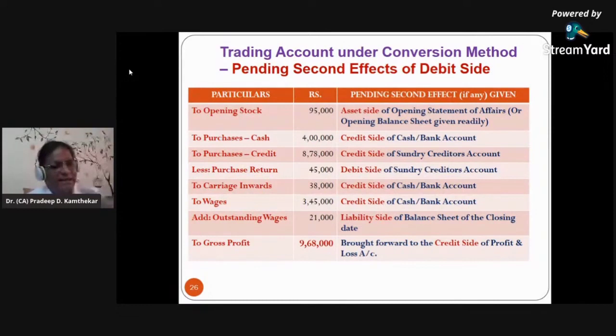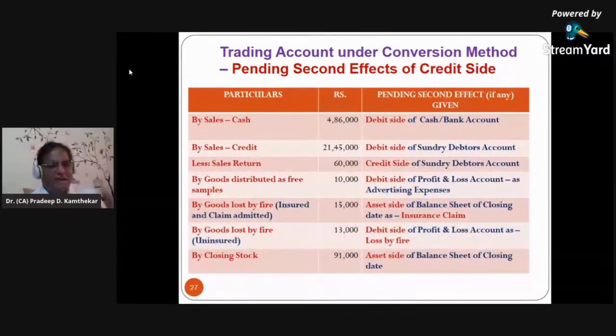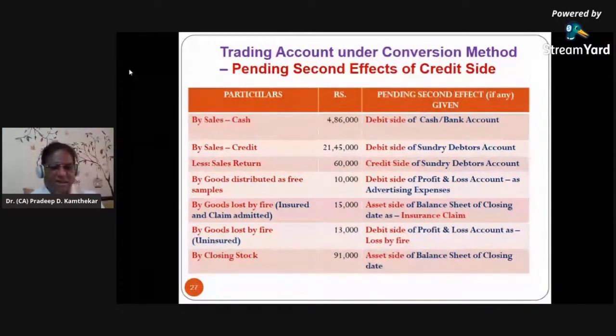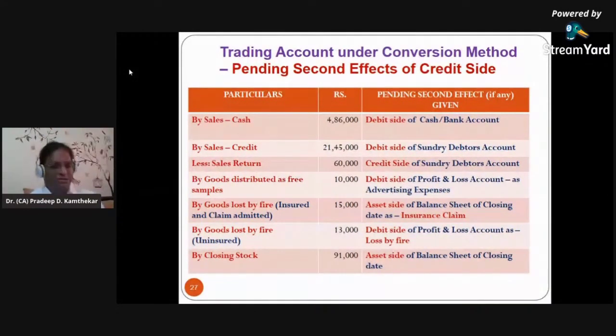Now let us see the credit side of trading account, for which again I have given you explanation, but let us see in the next slide. These are the credit items. So cash sales, second effect, debit to cash and bank. Credit sales, debit to sundry debtors account. Credit side sales returns, credit to sundry debtors account. Goods distributed as free samples, second effect, debit to profit and loss account.